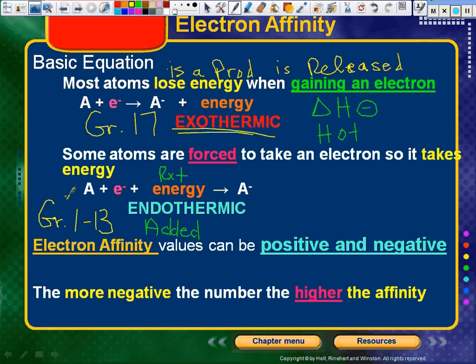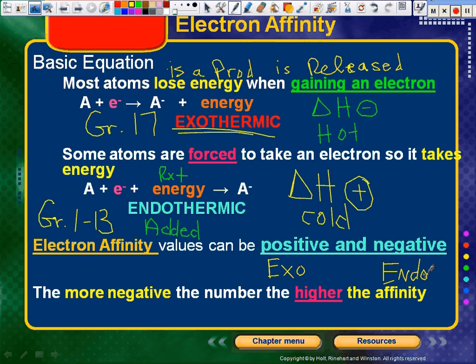Okay? They do not want an electron at all. You're going to have to force that thing on them, and they're not going to want to do it. So the last little thing we can add, if it's endothermic, delta H was what? Positive, and it's hot or cold? Cold. All right, so that's the last thing. So electron affinity values can be positive, and they can be negative. If they're positive, it's exo, and if it's negative, it's endo.